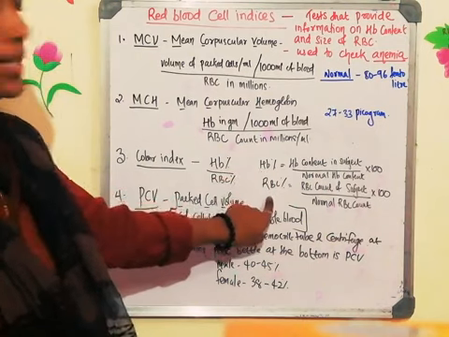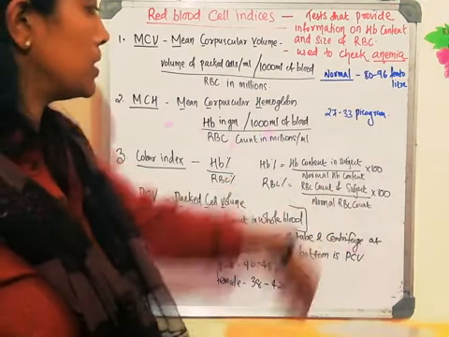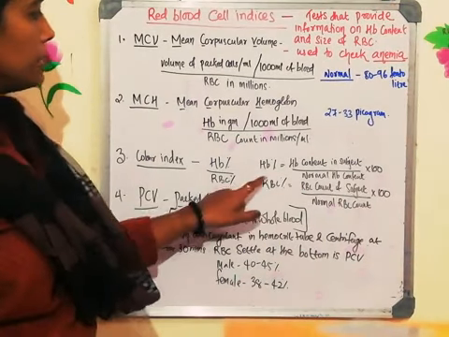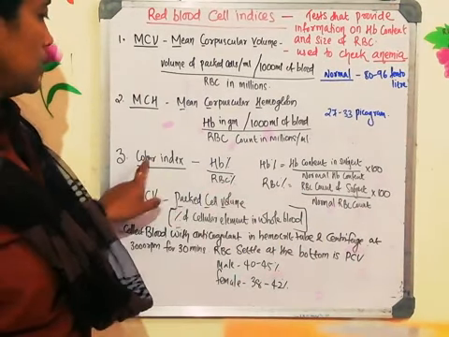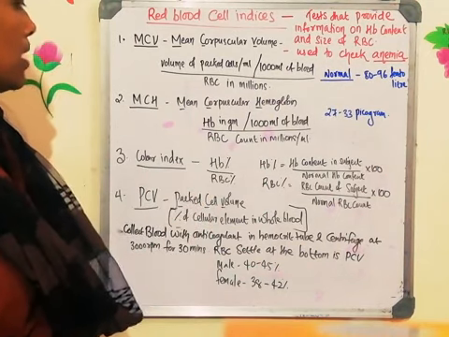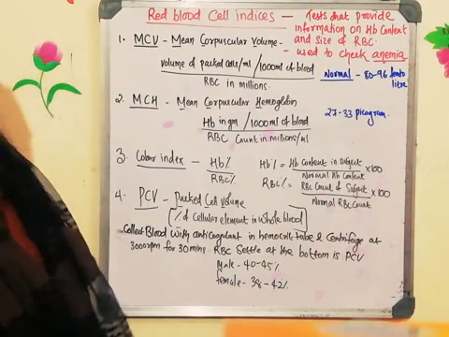Then you have to calculate the RBC percentage. RBC count of the subject divided by normal RBC count into 100. So once after getting HB percentage and RBC percentage, you can calculate the color index. HB percentage divided by RBC percentage will give you the color index.